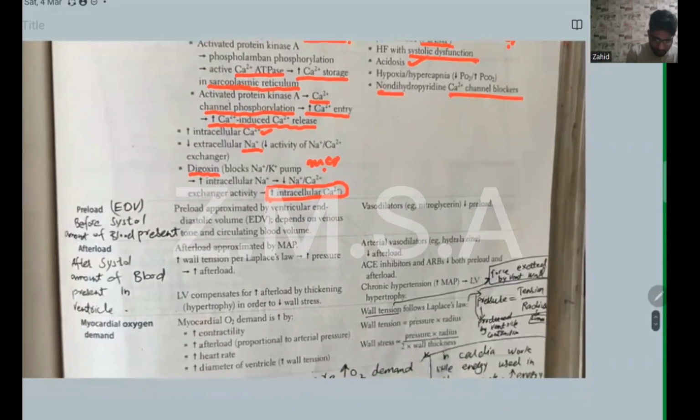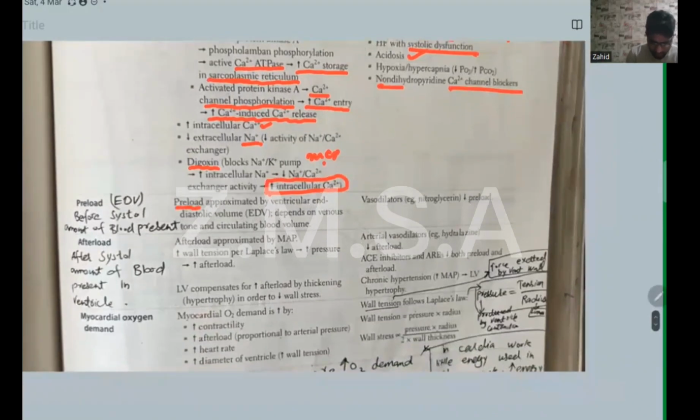Next, preload. Preload is approximated by ventricular end diastolic volume, which depends on venous tone and circulating blood volume. And this is an MCQ: vasodilator. When we give a vasodilator, it decreases venous tone, which leads to decreased preload.